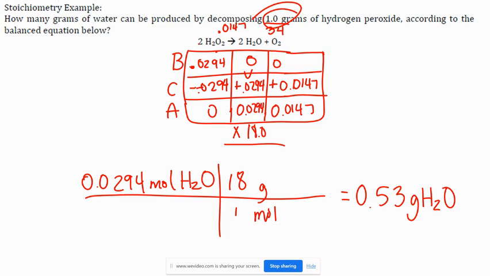Just ask me, honey. Where did we get the 34 from? Oh, yeah, this is hydrogen peroxide. So 2 hydrogens, that's 1 times 2, and 2 oxygens is 2 times 16. Oh, okay. And so you add that together, and that gets you your 34. That's what I thought.